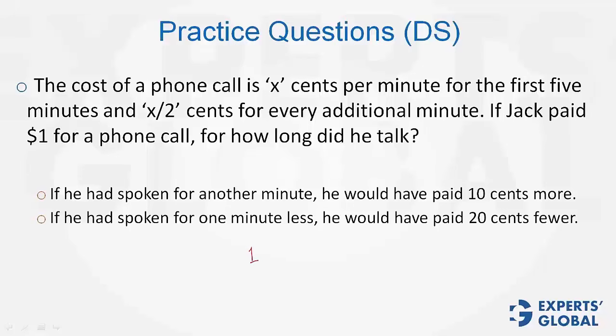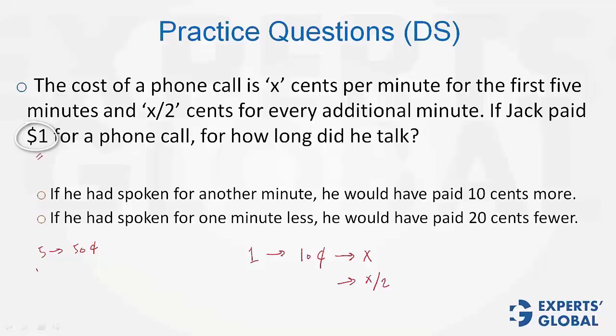For an additional minute, he would have paid 10 cents more. Now, the main doubt is whether 10 cents represents X or whether it represents X divided by 2. That is the main doubt. Now see, if it represented X, then for a $1 bill, the person would have spoken for very long. For the first 5 minutes, the call would have cost him 50 cents, after which the call would become 5 cents per minute.